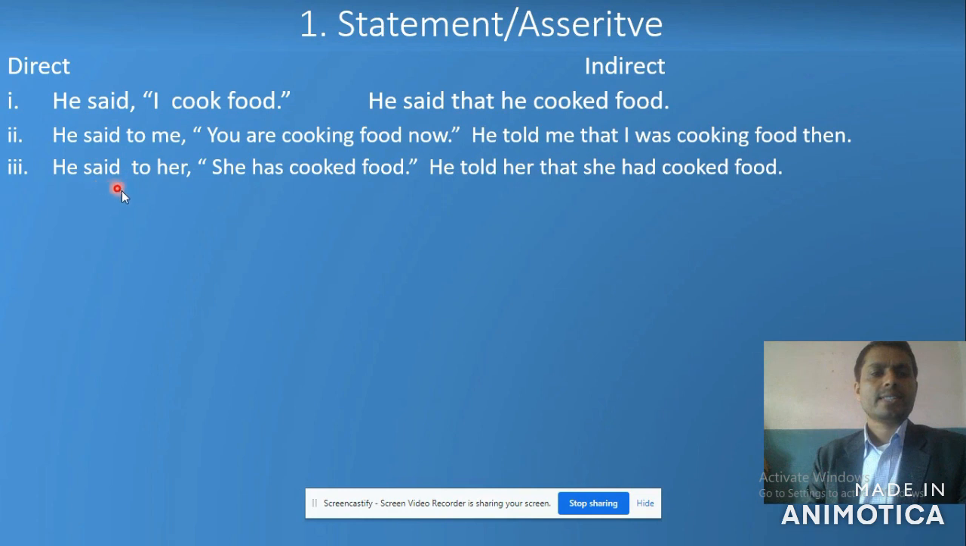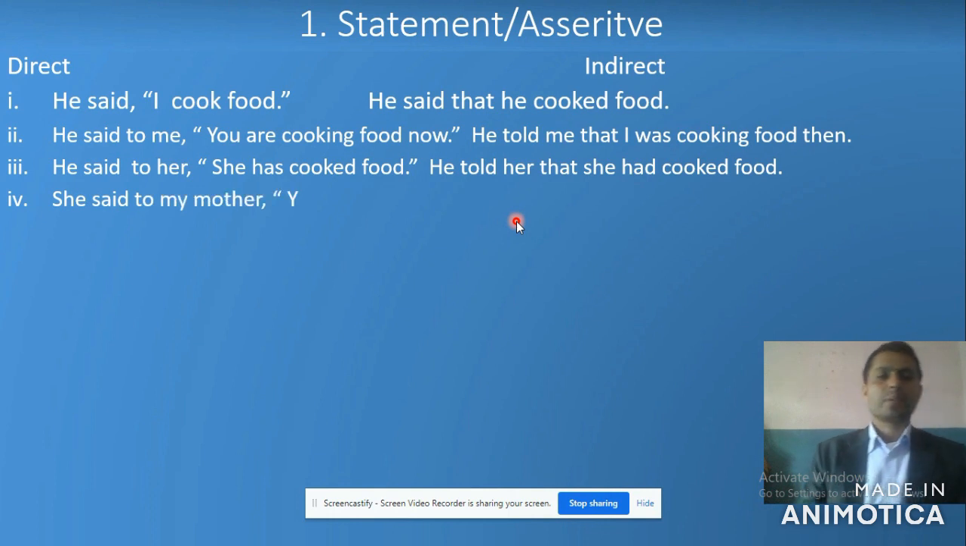This number: He said to her, "She has cooked food." Present perfect tense, right? It changes into past perfect tense, had cooked. So you have to notice the changes that we have made here, right? Well, now let's look at the next, number four.